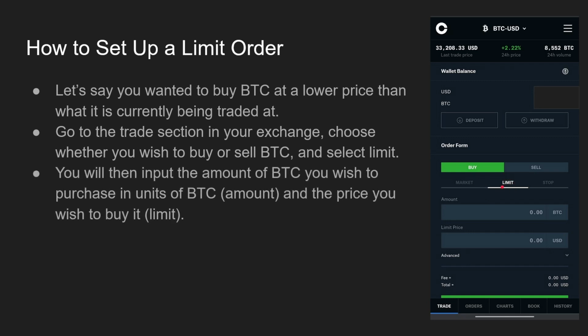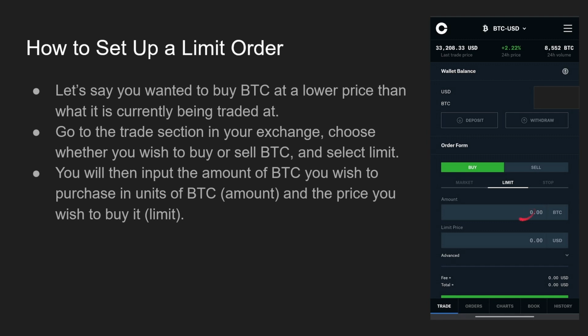You would then input the amount of Bitcoin you wish to purchase, in units of Bitcoin, which would be the amount, and the price you wish to buy it at, the limit. Now, for a lot of exchanges, if you input your limit price first, let's say you want to buy Bitcoin at 37K, or in this situation, Bitcoin's last traded price was 33K. So let's say Bitcoin's trading at 33K. If you wanted to buy Bitcoin at maybe 31, you could put in that limit price of 31K, and depending on the exchange, you'll typically see an option for max.